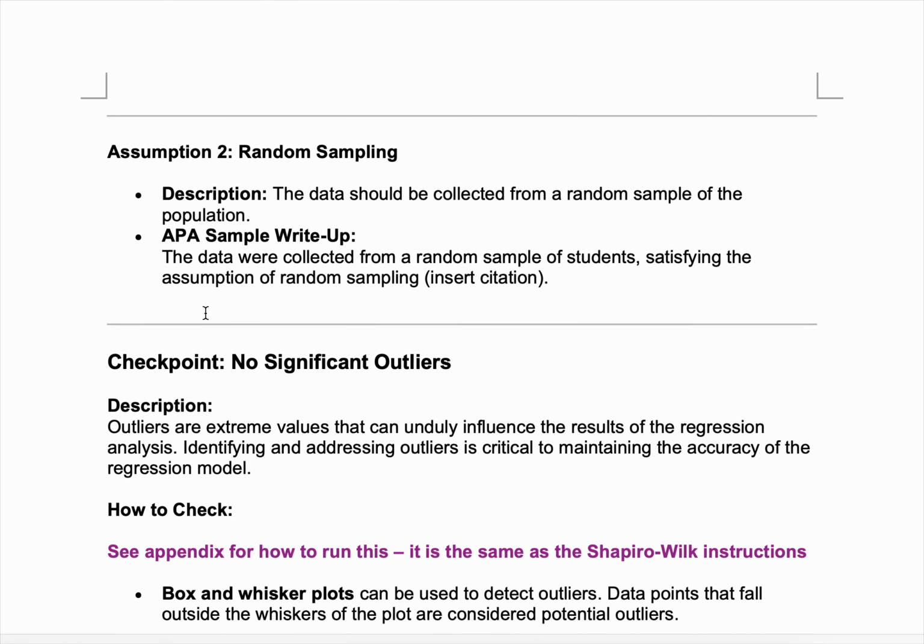Then we have random sampling. So the idea is, even if you're working in your dissertation and you are taking the scores in your district and comparing them to something, you want to sample the scores in your district. So you want to randomly pick however many, and that becomes that second assumption. So you need to put all of the scores into your spreadsheet, tell it to randomly pick, say 100 values, and then you would write it up and say that the data was collected from a random sample of students, satisfying my assumption, and again, you would cite the textbook.